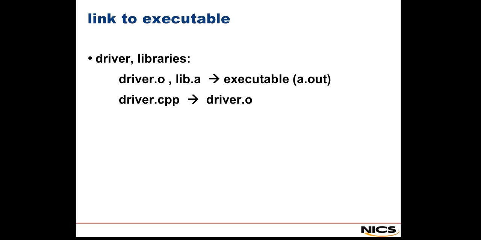And then after you compile your object files, you will need to link to an executable. At this moment, you will link your drivers and your libraries together. For example, you will link your driver.o and your lib.a to the executable. You can name your executable any name you want, or it may by default be generated as a.out. So your driver first becomes the driver.o, and then your driver.o linked with the libraries will become the executable.